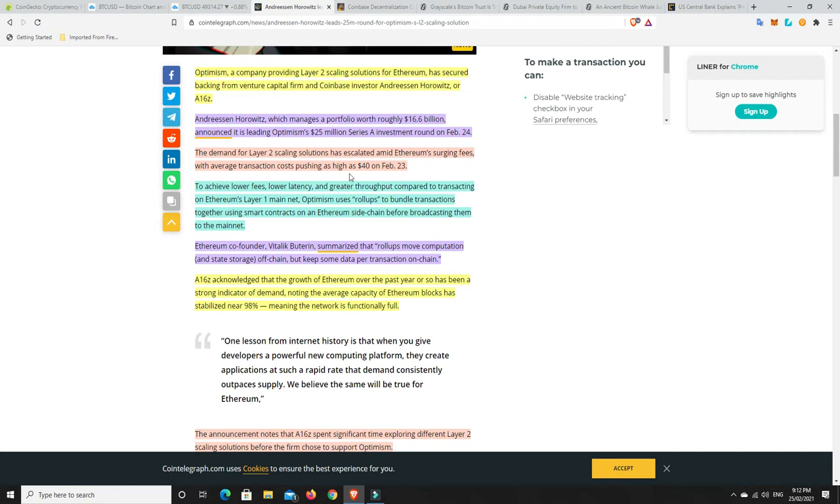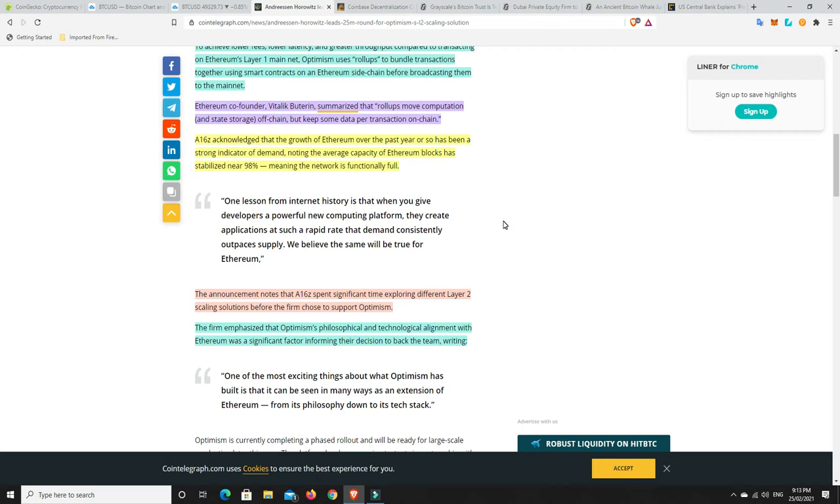With average transaction costs pushing as high as 40, and that's just average, that's something real basic. You try and do a smart contract and look at the fee, and it can be into the hundreds at times. To achieve lower fees, lower latency, and greater throughput compared to transacting on Ethereum's Layer 1 mainnet, Optimism uses rollups to bundle transactions together using smart contracts on an Ethereum sidechain before broadcasting them to the mainnet. Ethereum co-founder Vitalik Buterin summarized that rollups move computation and state storage off-chain but keep some data per transaction on-chain.